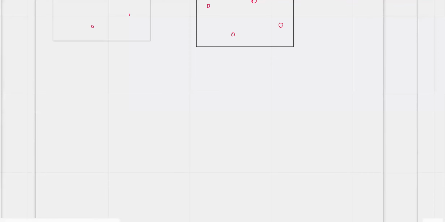So let's talk about limiting and excess reactant. It's a small concept, which is limiting and excess reactant.